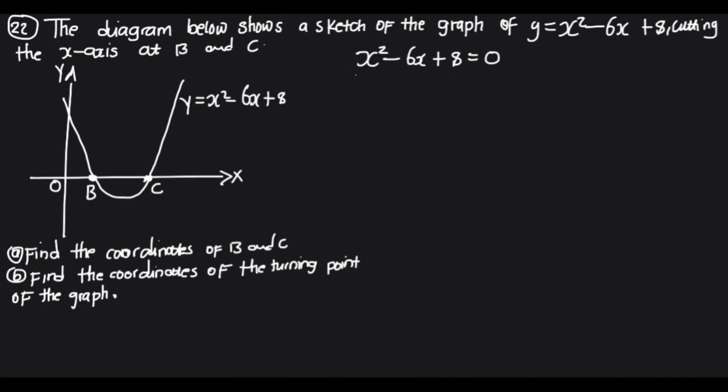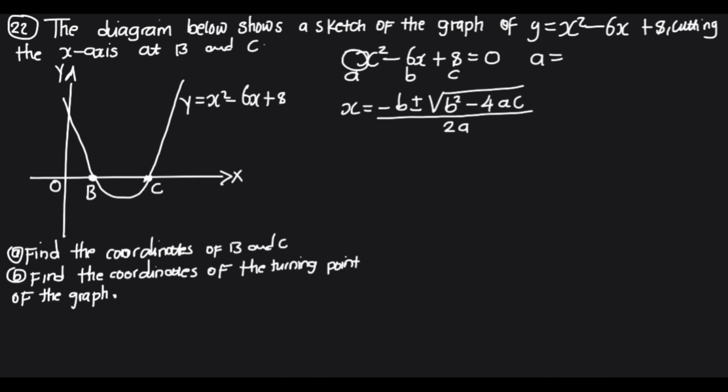Now we know that the coefficient of x squared is a, then the coefficient of x is b, then we have c. Then the quadratic formula: x is equal to minus b plus or minus the square root of b squared minus 4ac over 2a. So we can now substitute. We know that the value of a, the number in front here, is 1, b is this number, negative 6, c is this number which is positive 8.